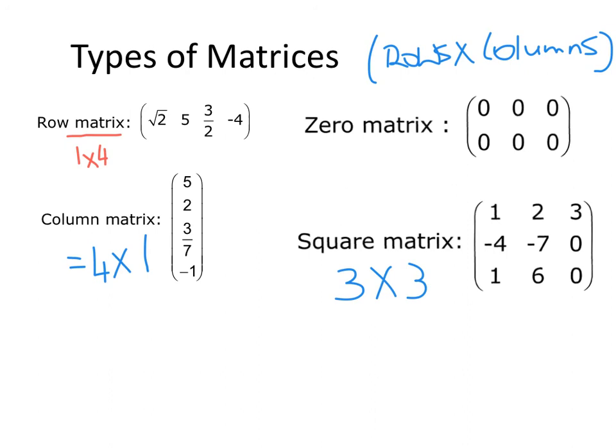The order and the dimensions of a matrix are very important when it comes to adding and subtracting matrices, because only matrices of the same dimensions or the same order can be added or subtracted from each other.